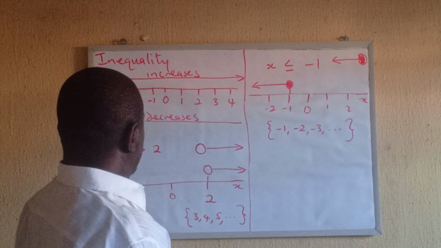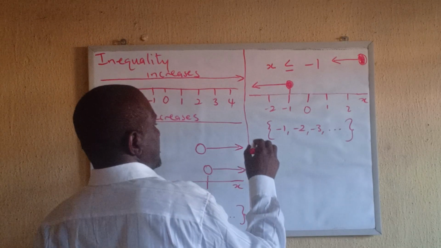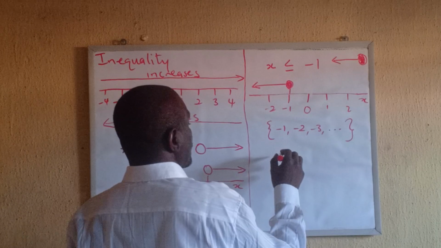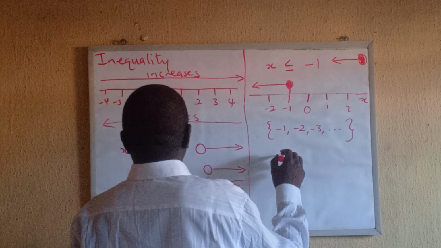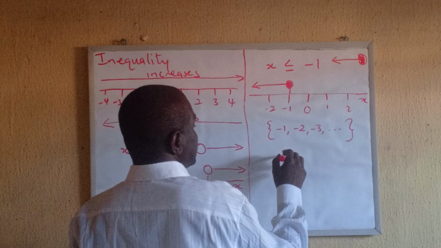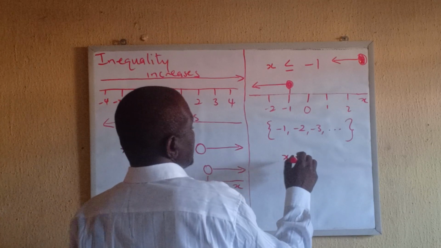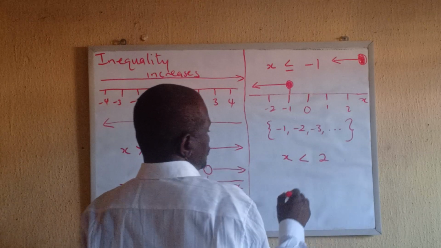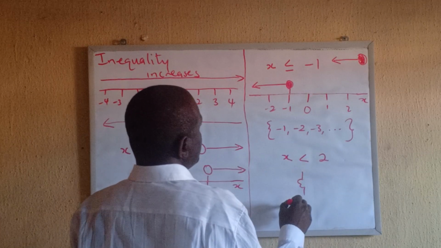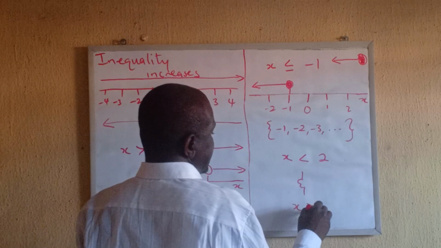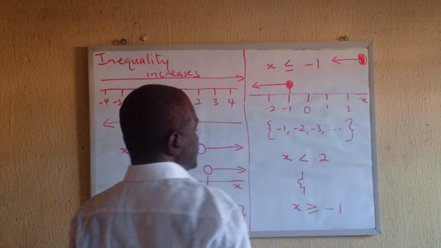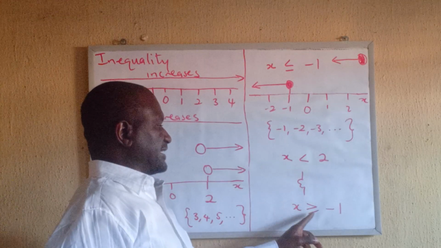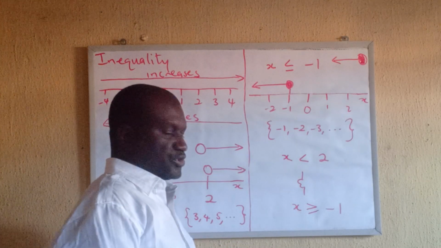So you can help us sketch the graph of this inequality. Let's say x less than 2 and x greater than or equals to -1. X less than 2 and x greater than or equals to -1.